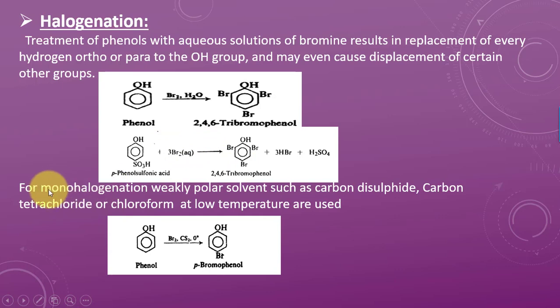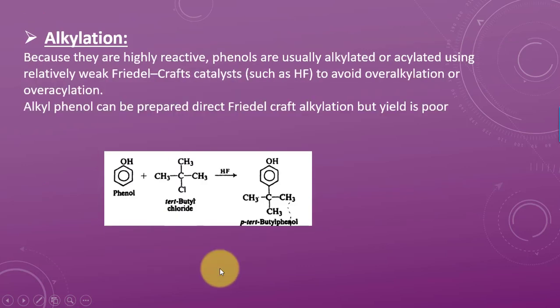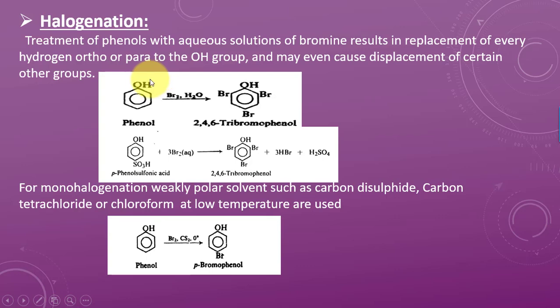And if we are interested in a monohalogenated product, in the presence of a weakly polar solvent, bromine at low temperature is made to react with phenol, and this results in the formation of para-bromophenol. Here, because of the greater reactivity of phenol, we do not require any Lewis acid in order to facilitate this reaction.